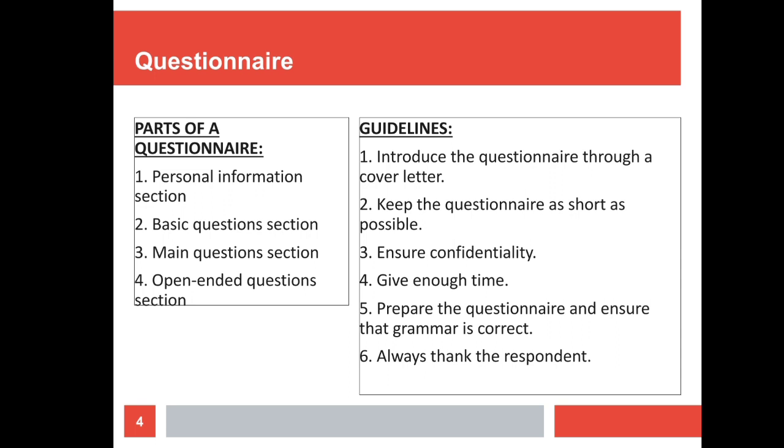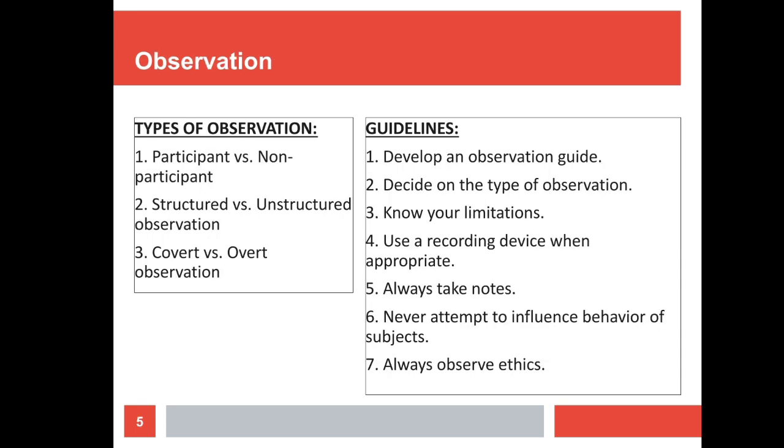So we already did what? Survey, we did interview and questionnaire. Now let's go to observation. With observation, there are actually six types of observation. We have participant observation, non-participant observation. We have what we call structured observation. We also have unstructured, and we have covert and overt observations.